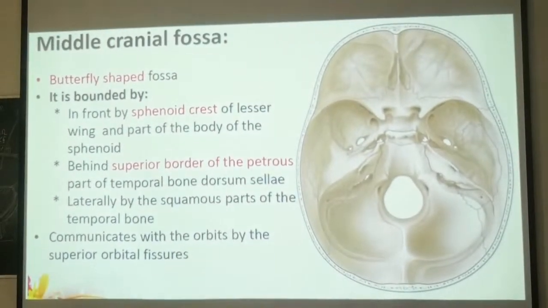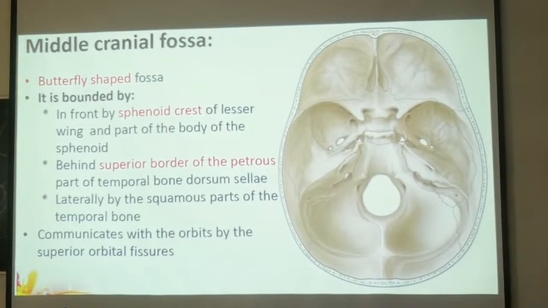Here one longitudinal fissure is present, mainly retort shaped. This lies mainly between the lesser wing and greater wing of the sphenoid. We will see it in the bone. Via these superior orbital fissures and also the optic canal, the middle cranial fossa communicates with the orbit.